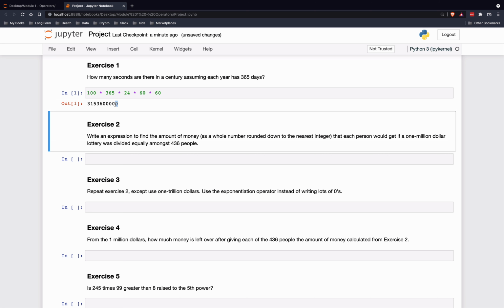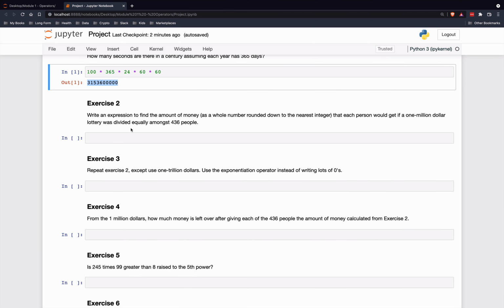and we'll have this total number of seconds. So if we can count them, there is 3,153,600,000 seconds in a century. Okay, let's move on to exercise 2.